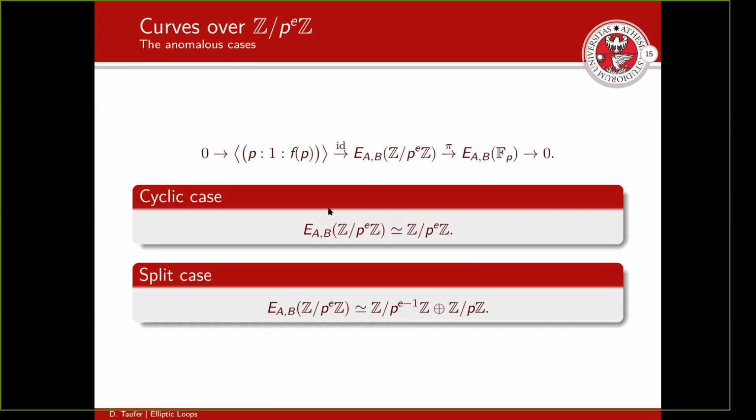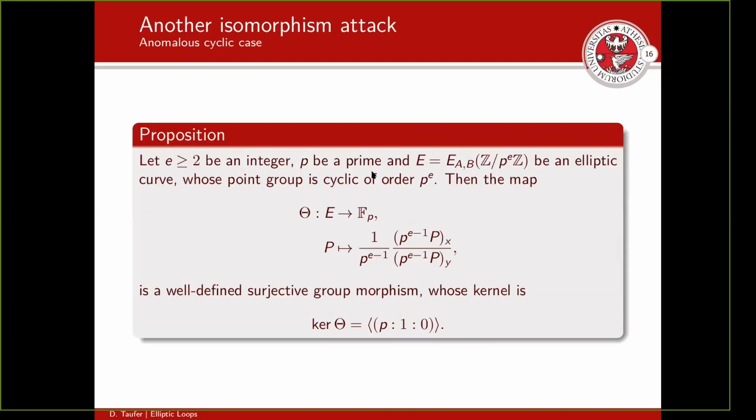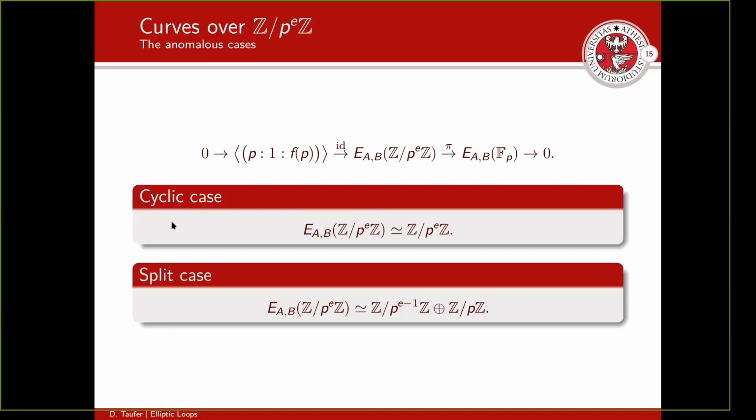So the cyclic case is the most common. Almost always you have a cyclic structure even for the anomalous case, while the split case occurs with probability 1/p. So this concludes the study of every possible group structure arising as a point group of an elliptic curve. And since this characterization is complete, we also used this information to create a proper isomorphism attack when we are in the cyclic case, so the most common case. When you use primes of cryptographic size, this is almost always the case.